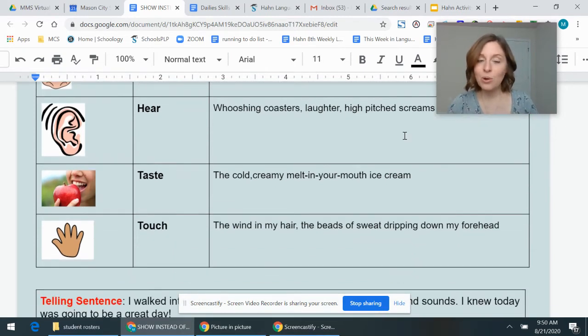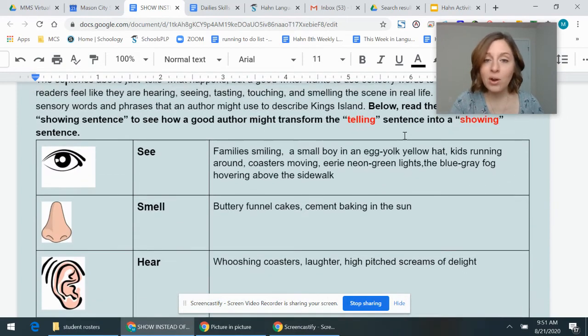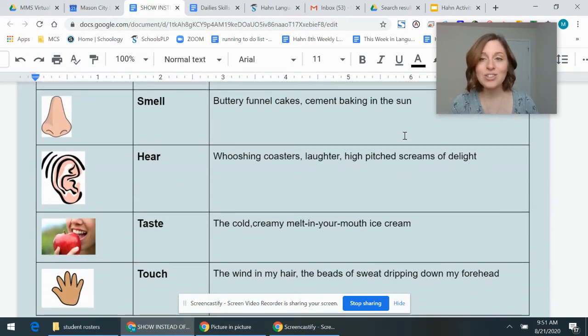Taste. Maybe you go to get some graters, the cold, creamy, melt in your mouth ice cream. And finally, touch. That's not just your hands, it's what are you feeling? So maybe the wind on your hair or the beads of sweat dripping down your forehead. Now, I don't want to write a sentence with all this stuff. It's too much. So I'm going to pick a few sensory descriptions and then make a few sentences.